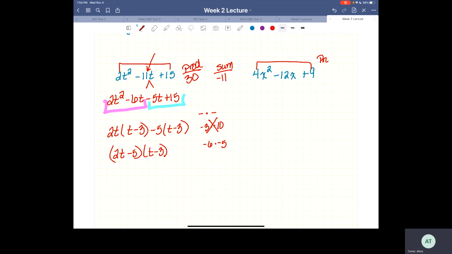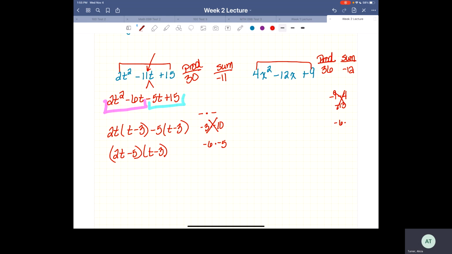So I'm going to find my product. My product is positive 36. So I'm looking for 2 numbers that are both positive or 2 numbers that are both negative. Okay, my sum is negative 12. So that means I am definitely looking for 2 numbers that are both negative. I always think about negative 9 and negative 4. So negative 9 and negative 4 multiplied together give me 36, but added together give me negative 13. So that doesn't work.